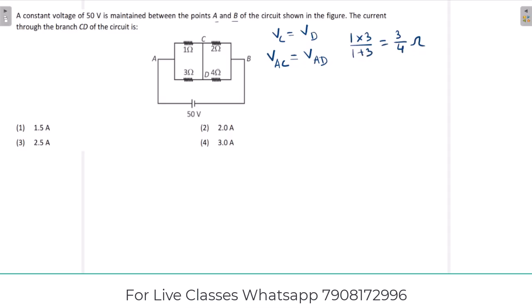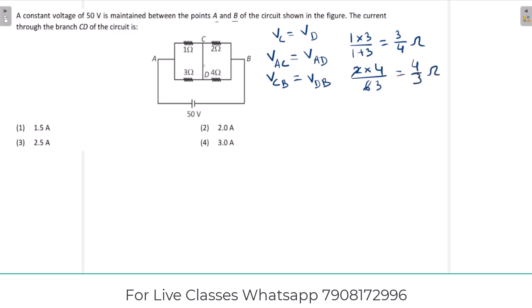So the equivalent of 1 ohm and 3 ohm resistances is 3 by 4 ohm, and 2 ohm and 4 ohm resistances are also in parallel, because VCB is equal to VDB, because C and D points are at the same potential. So the equivalent of 2 and 4 is 2 into 4, that is 8, divided by 2 plus 4 is 6. So 2 times 3 is 6, that is 4 by 3 ohm.